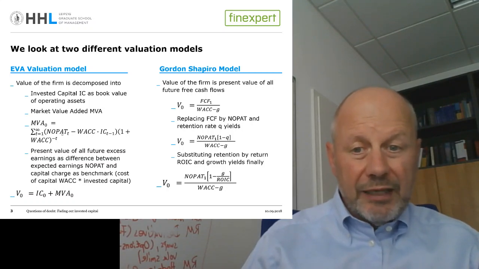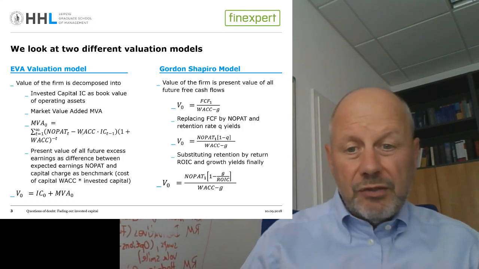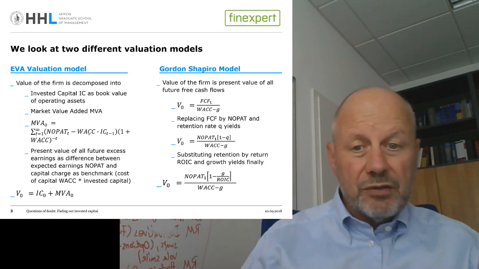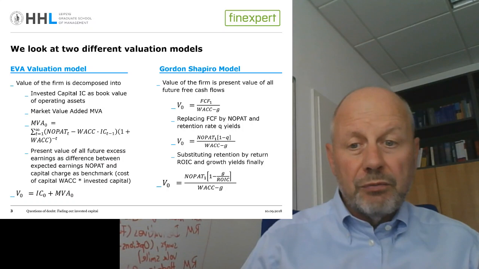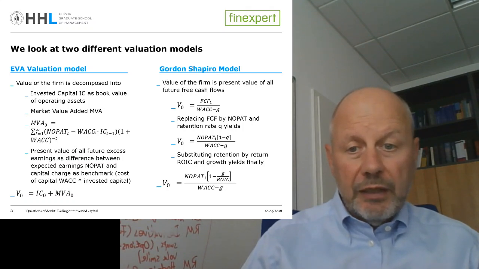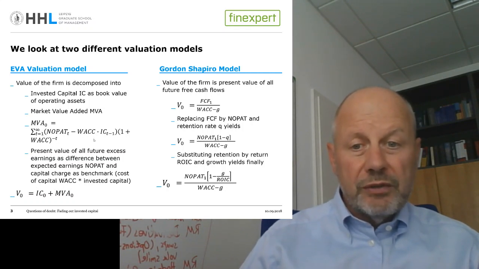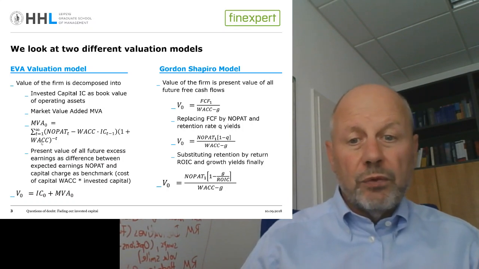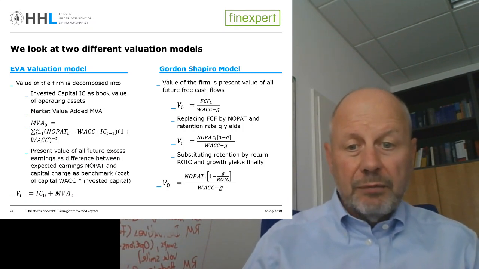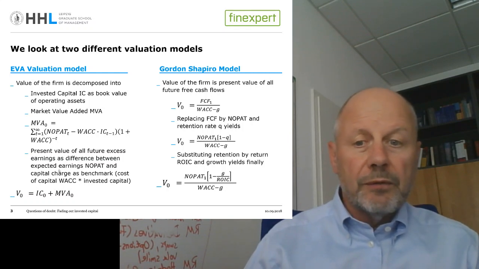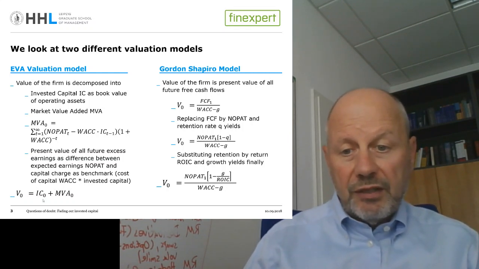NOPAT is the expected future operating earning. WACC is the weighted average cost of capital. And IC at T-1 is the invested operating capital at the beginning of the period. So the second term is the threshold, the so-called capital charge. The difference between the realized earnings figure and this capital charge is the excess earnings, and all future excess earnings are discounted with the WACC, which yields the market value added. So the total value is the book value of the invested capital plus this present value of all future excess earnings.